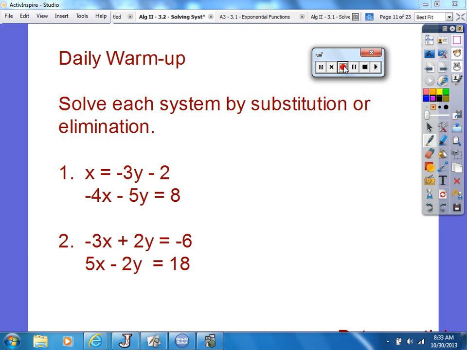First one, since you guys have had some time to already work on it. I'm going to take this, I'm going to plug it in for x. It's already set up for me to do substitution nice and easy. Raise your hand if you decide to do elimination for this instead. Okay, that's actually possible by adding the 3y over to the other side. It's very simple then to still go ahead and do elimination. But I'm going to go ahead and do substitution because it's set up that way.